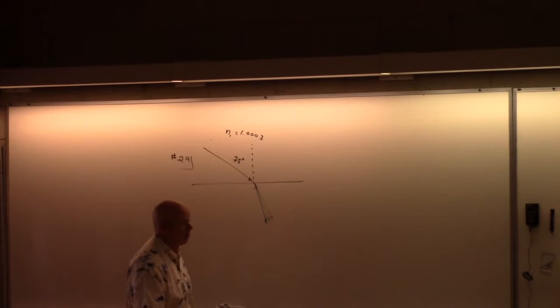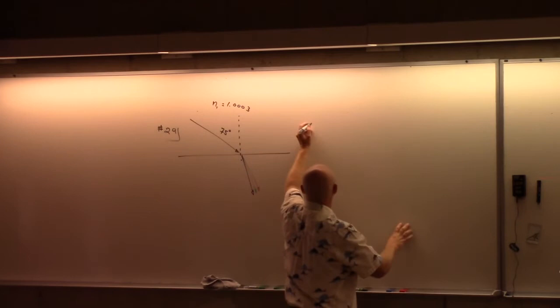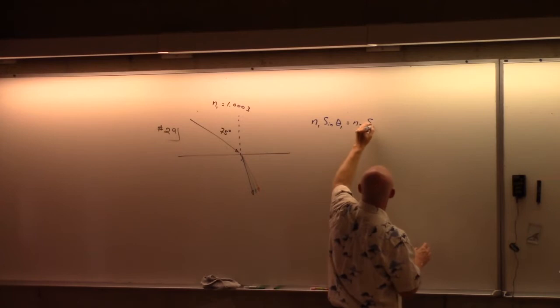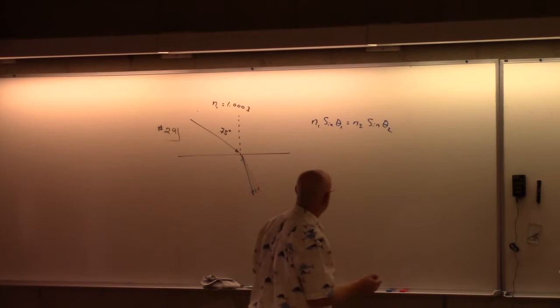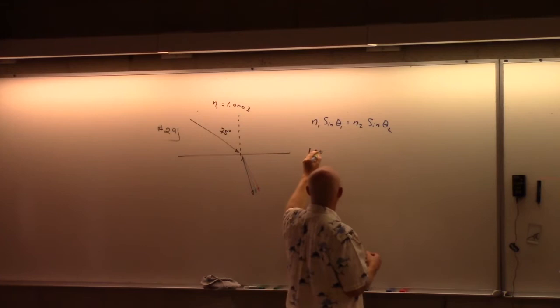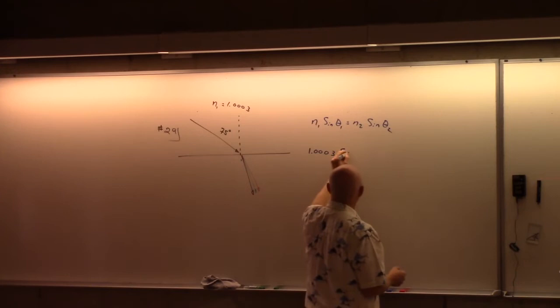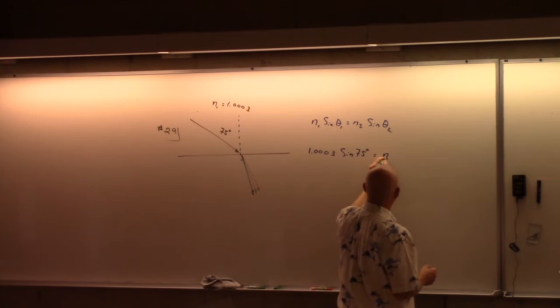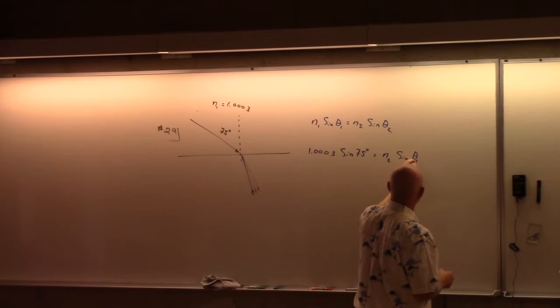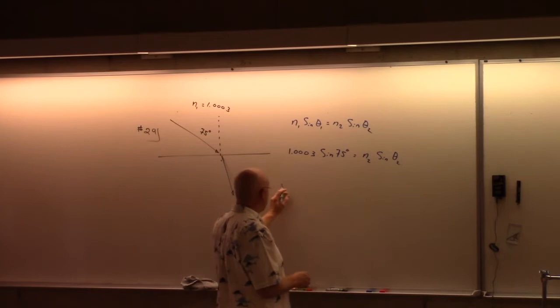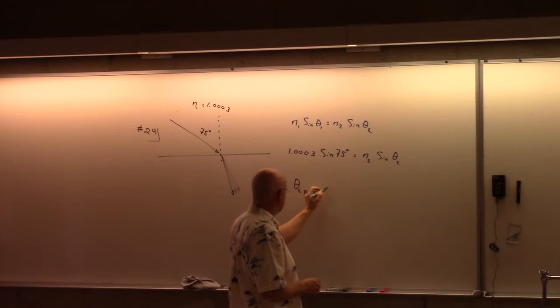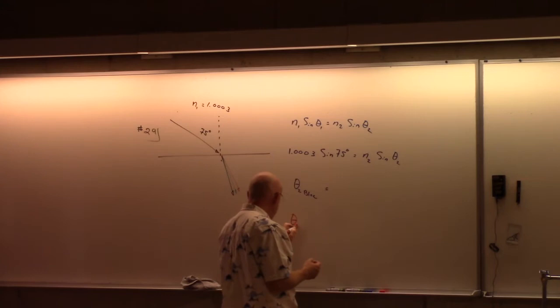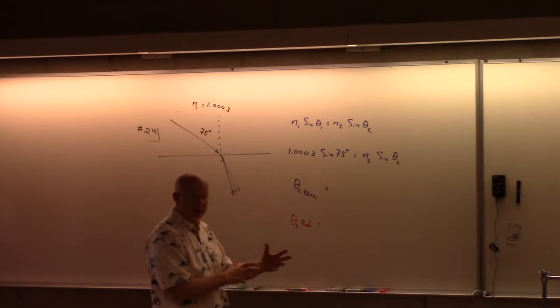But remember, this is just Snell's law. So this just says N1 times sine theta 1 is equal to N2 times sine theta 2. And that's what we're looking for, sine theta 2, or just theta 2. So let me write it this way. We would start in the air, 1.0003. And I would do sine of 75 degrees. I'm going to go ahead and leave N2 alone here for a second to save a little time in my calculation. I can then get theta 2 for blue by looking up the index for blue. But I could also get theta 2 for red by looking up the index for red.